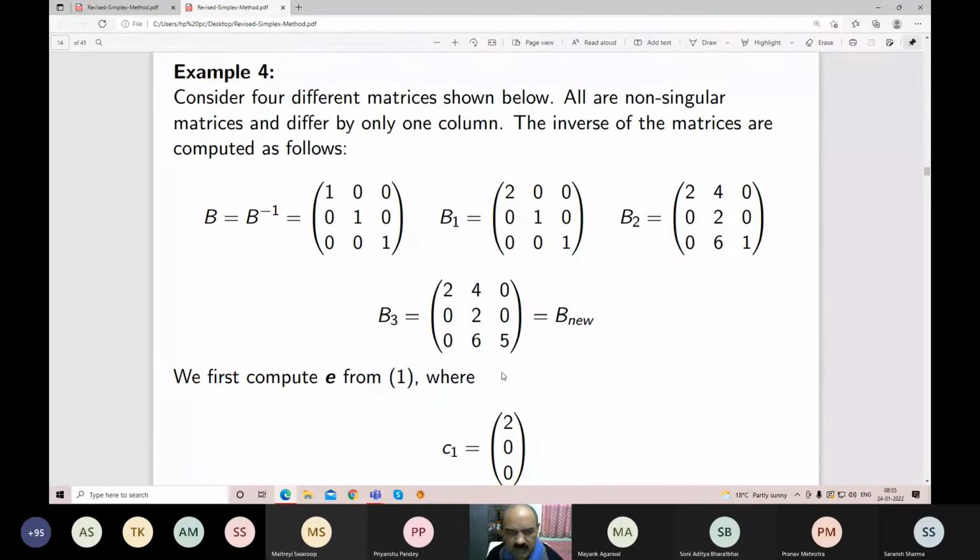How can you find it? There are three columns. So we'll compare B with B1. We'll define B1. Then we'll compare B1 with B2. We'll define B2. So after computing B1 inverse and B2 inverse, you can compute B3 inverse. So B inverse is given to us. B is nothing but an identity matrix. Using that, we are computing B1. Using B1, we are computing B2. Using B2, we are computing B3 inverse. Okay, that is the same as B new inverse. Those are the steps. Is it all right?